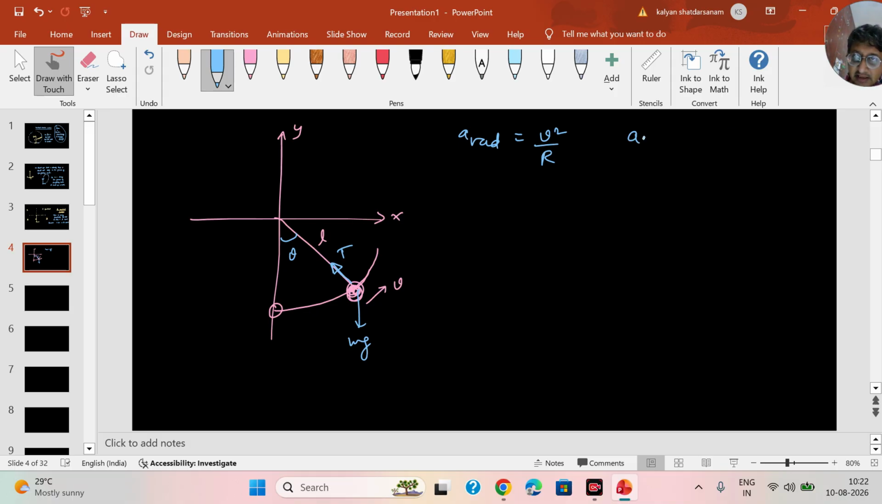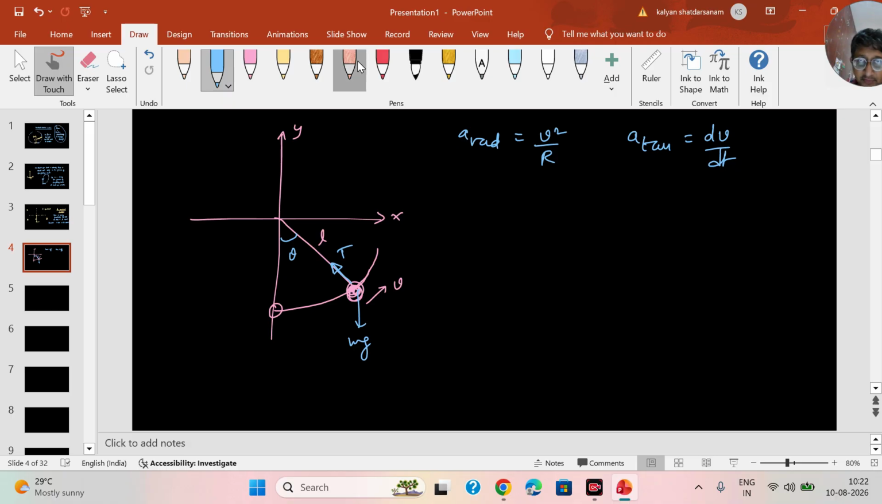And tangential acceleration is the rate of change of speed, not velocity, speed, dv by dt. So we know the acceleration is radial and tangential. So it is better to write Newton's laws in radial and tangential.